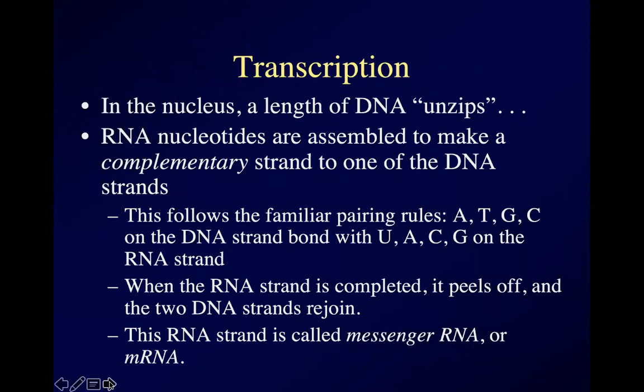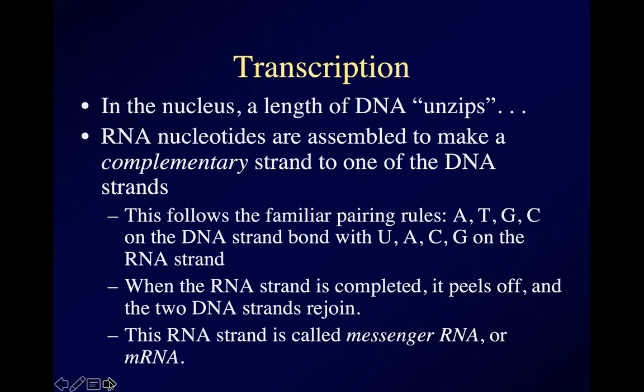So what happens when a cell needs to make a protein? A length of DNA unzips, it untwists, and those hydrogen bonds that lock the two strands together break. Remember that hydrogen bonds are kind of the cell's Velcro. They're easy to break and easy to reform. Other types of chemical bonds are much stronger and take more energy to break. But hydrogen bonds are easy to break, so DNA can easily unzip.